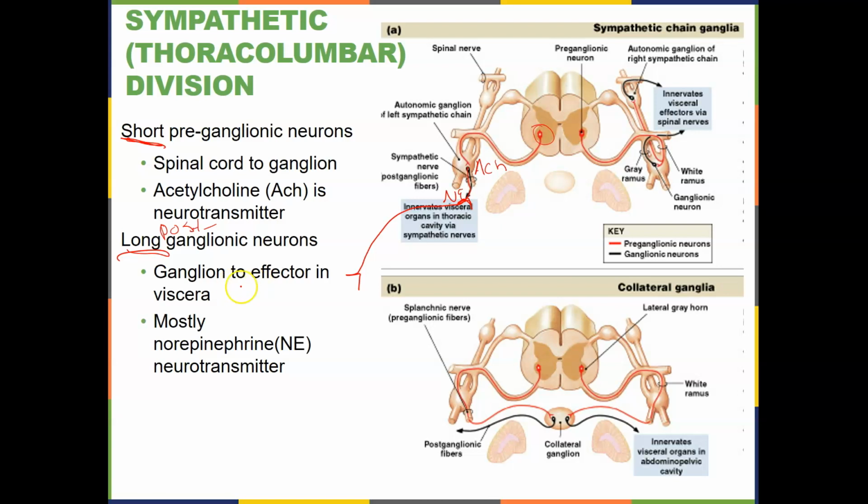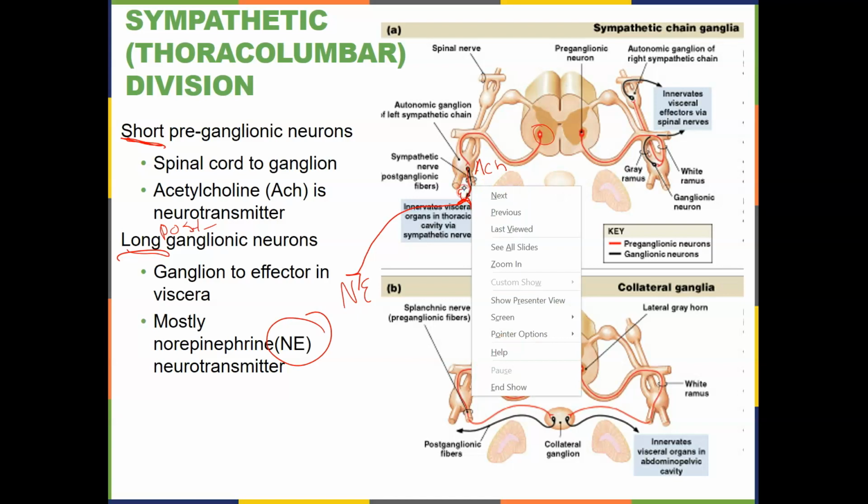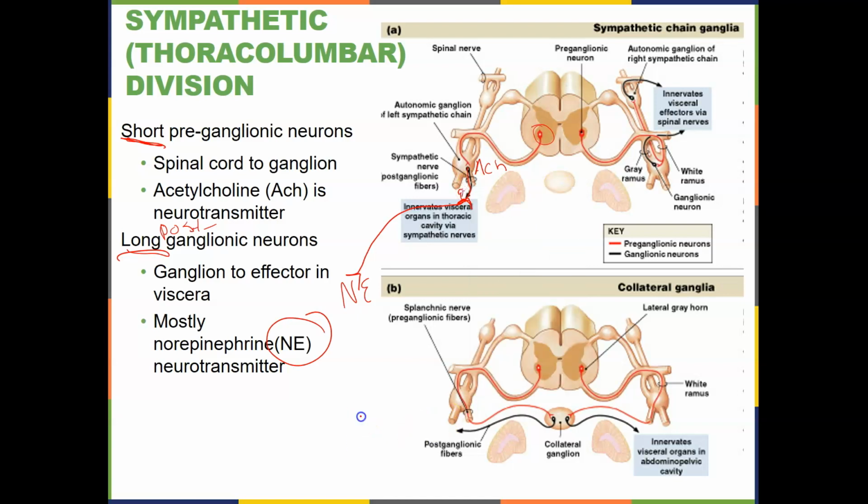So from the ganglion to the effector, this ganglion is going to send out its axon, or the neurons in the ganglion, to the effector. And again, it's mostly norepinephrine. So it would be norepinephrine secreted here. Here you have acetylcholine. I'm going to get rid of this little norepinephrine label here because it looks a little confusing. Now, collateral ganglia are a little bit different.